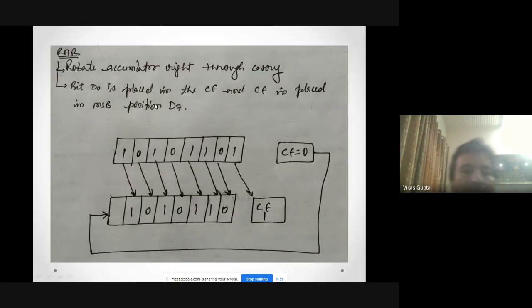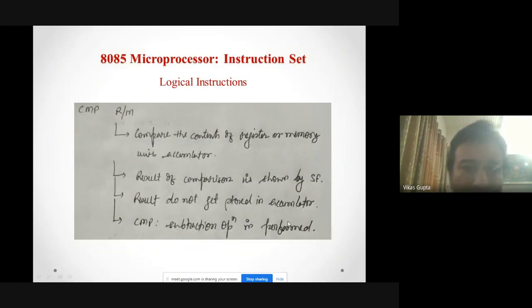And the same is there in the RAR instruction. In the RAR instruction, we are moving rightward. D0 fills the carry flag. D1 becomes D0, D2 becomes D1, and ultimately D7 becomes D6. So this empty cell is filled, instead of D0, as was the case for RRC, by the carry flag. Whatever the data was present in the carry flag, it gets shifted into D7. So this is the case of RAR.